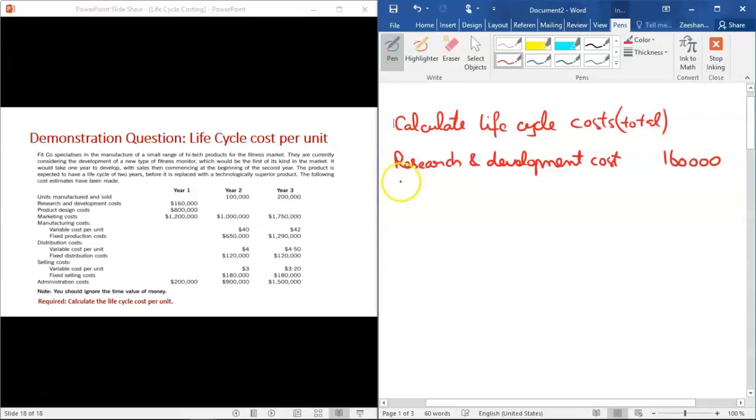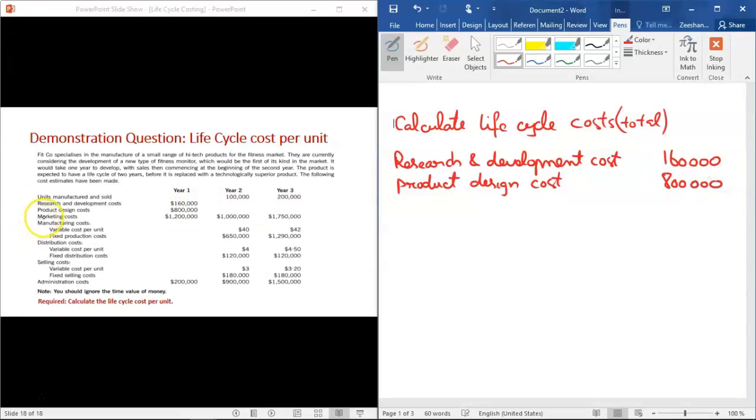So the next cost which is given is product design cost. The product design cost is given as 800,000 in year 1. There is no product design cost subsequently. So the total of product design cost for the entire life cycle is 800,000.